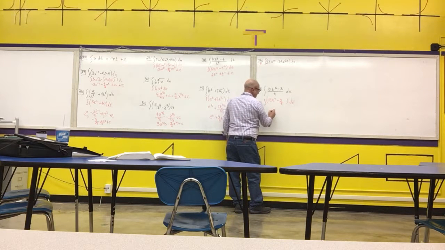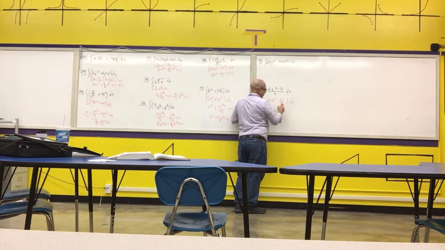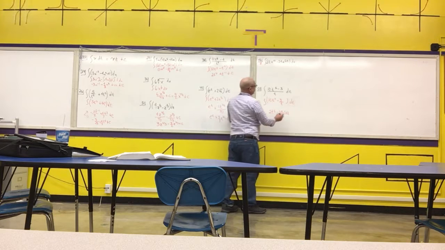So add one to the exponent, t to the 5th. Divide by the new exponent. 10 divided by 5 is 2. The antiderivative of 1 over t dt would be the ln absolute value of t, times the negative 3 in front, plus c.